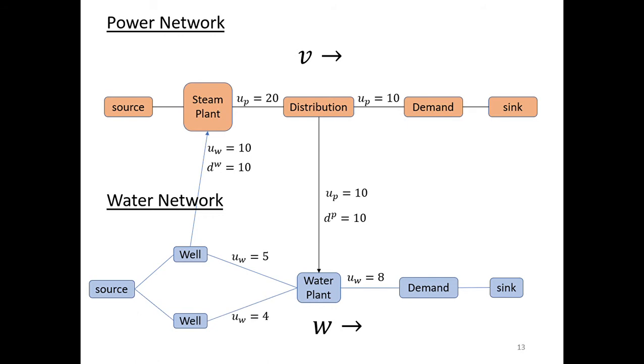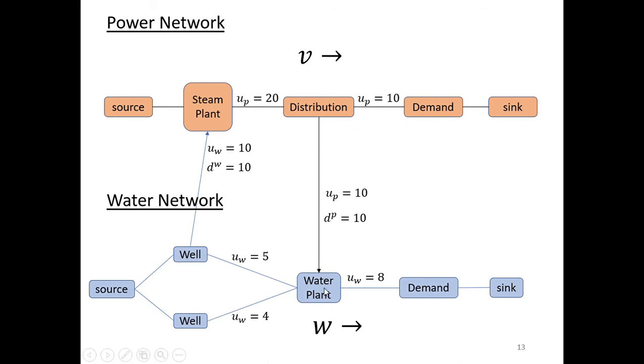We're going to say that the steam plant, to generate electricity, realistically needs water, therefore it should be connected to the water network. But we're also going to add an additional assumption about the amount of flow coming out of the water plant. The upper level limit constraint is 8, but we're going to assume that it's proportional to the amount of power demand that is being met at the water plant.